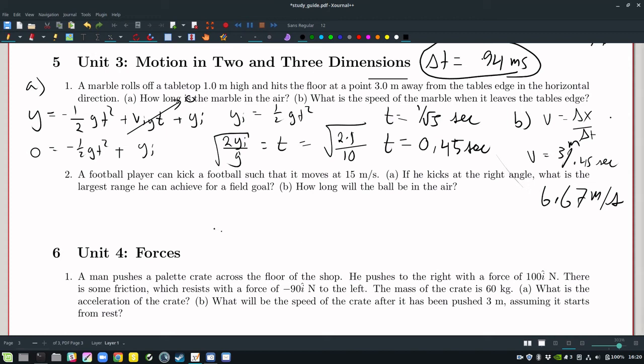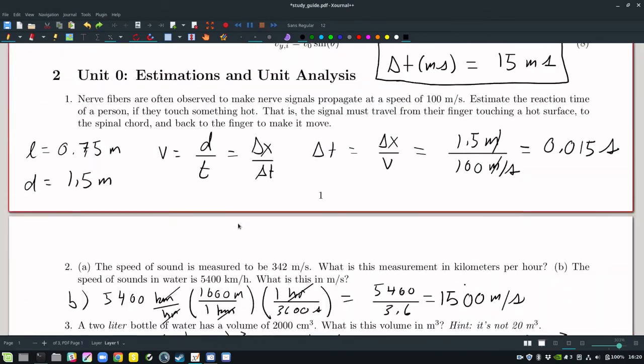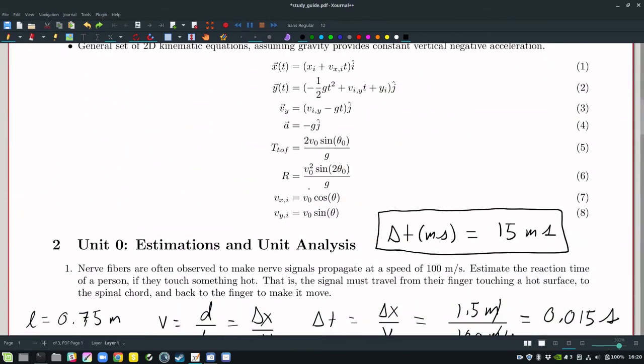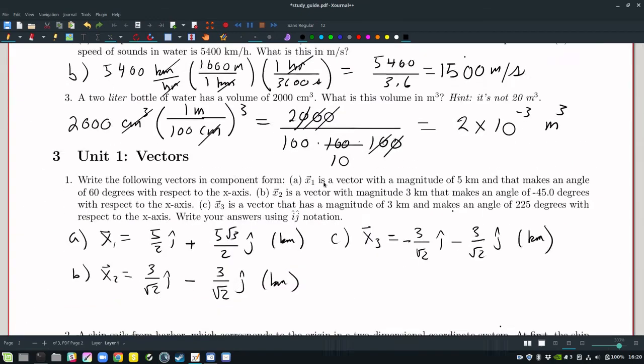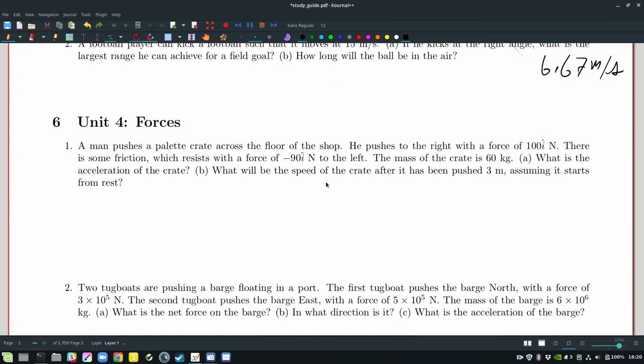A football player can kick a football such that it moves 15 meters per second. This involves the range formula. Let's go back to the memory bank. This is the range formula: v squared sine 2 theta divided by g. So if we're kicking at an angle theta naught with some velocity v0, we can predict the maximum range if we simply know the magnitude of the speed and then the g value.